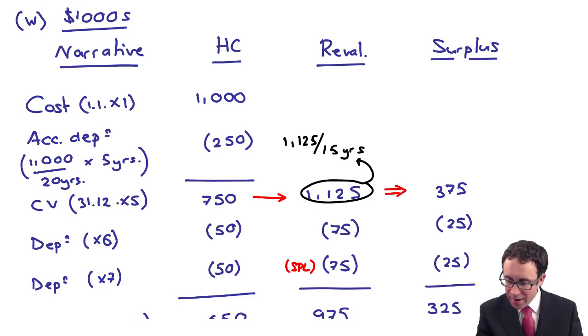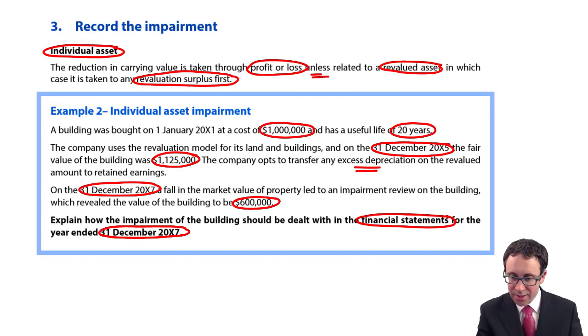So that's it for now in terms of looking at an individual asset. The next video will go through and have a look at how we record the impairment for a cash generating unit. But we'll save that until the next video.